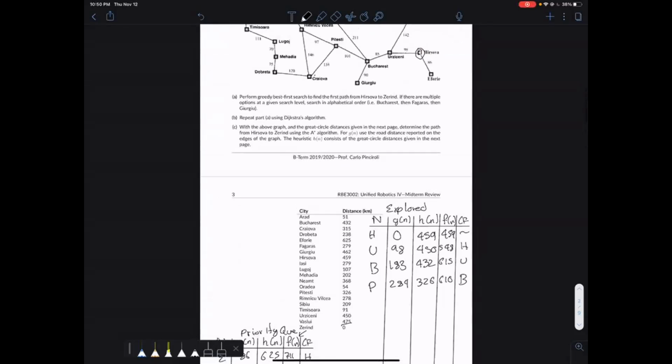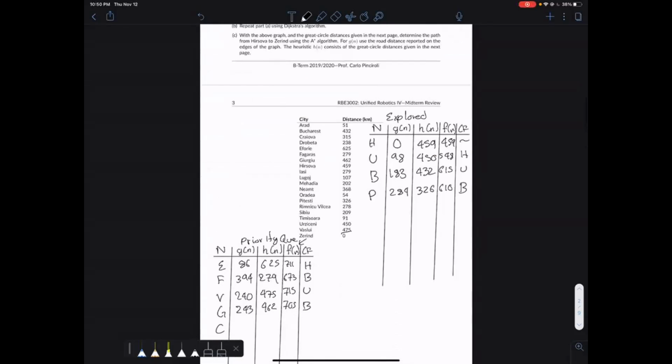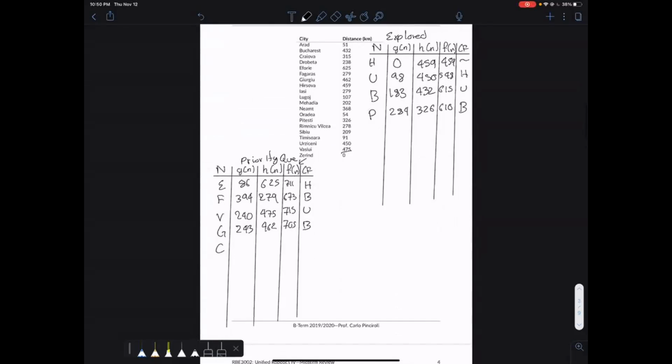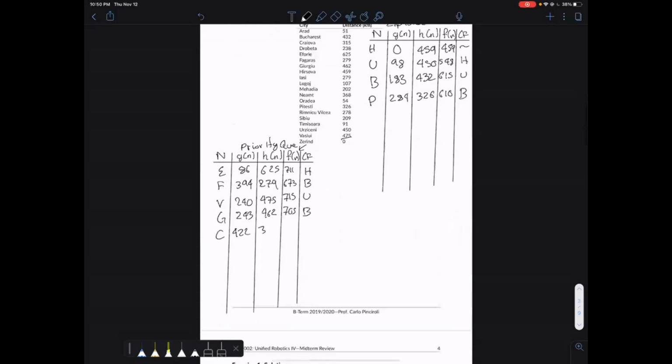What did I say that number was? 138 plus 284. So our G of N is going to be equal to 422. Our H of N is going to be equal to node C, which is 315. And this came from node P. So we do 422 plus 315. That gives me 737.